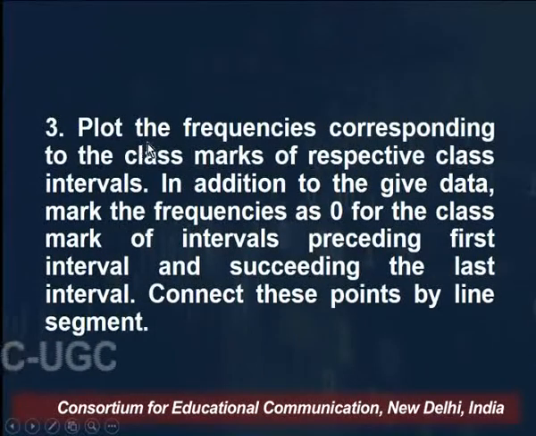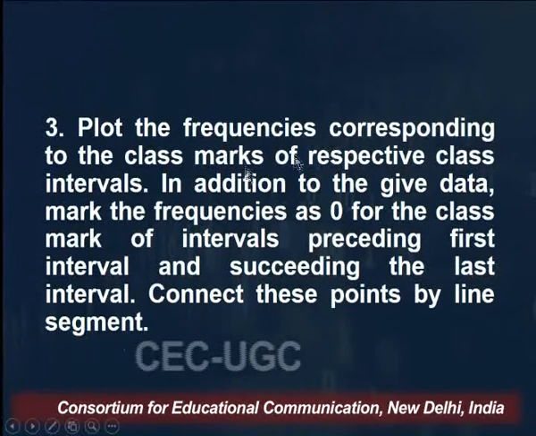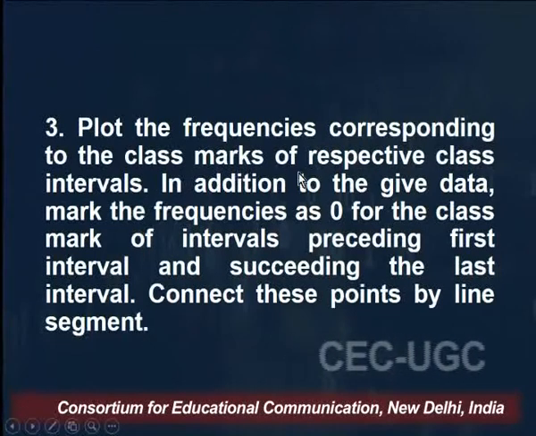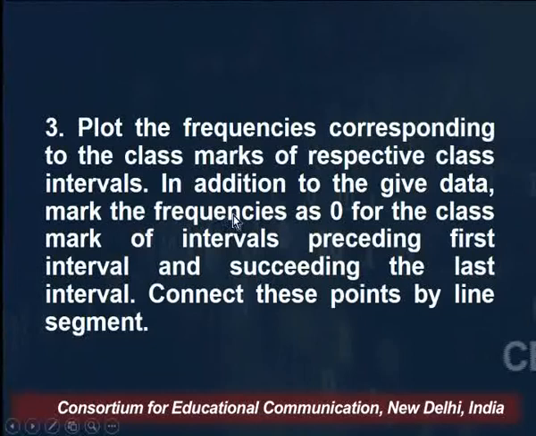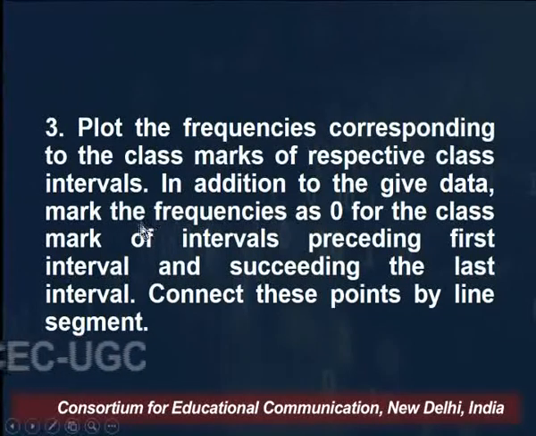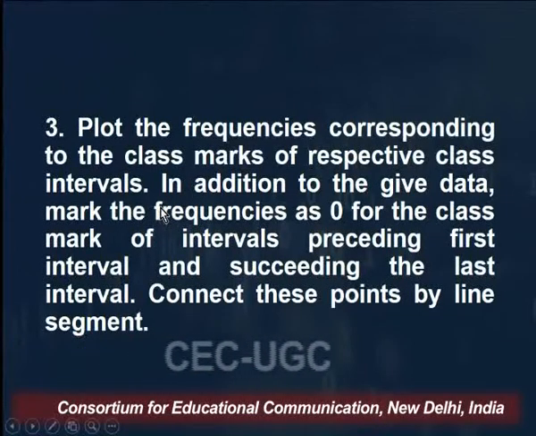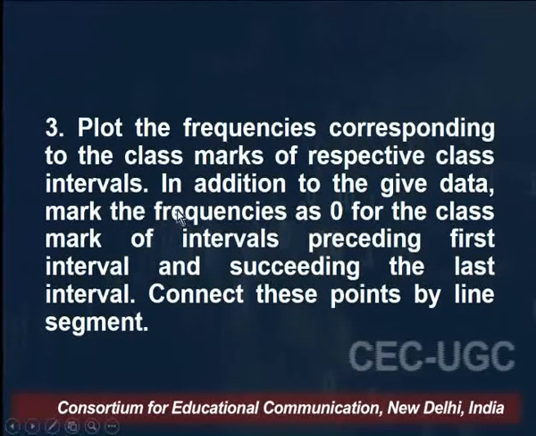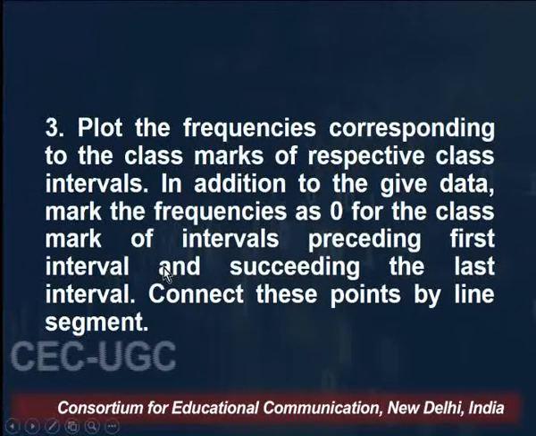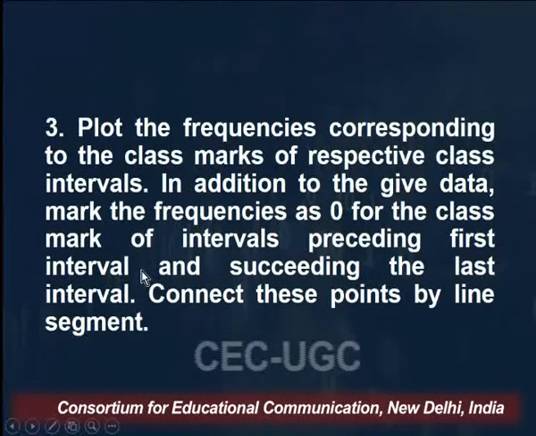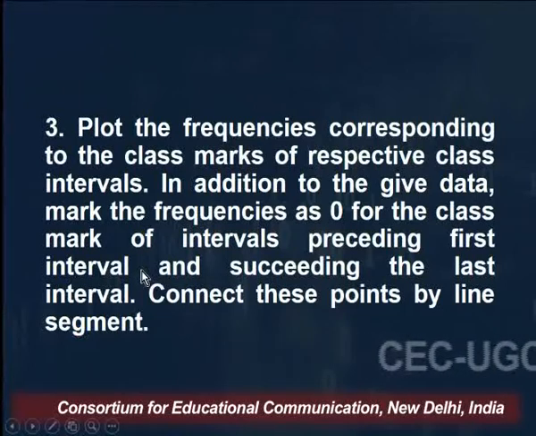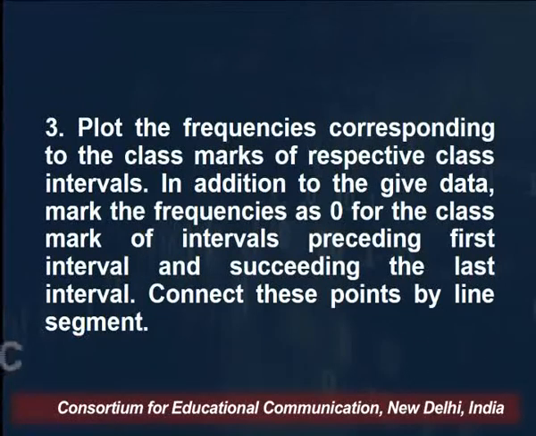What we are going to do is plot the frequencies corresponding to the class marks of the respective class intervals. In addition to the given data, we will notice that there are two frequencies which come out as 0. These are the frequencies which correspond to the class mark before the first class interval, which was 120 to 125, and after the last class interval, which was 150 to 155. The reason being that since our data is starting from 120, we assume that all the class intervals before that have frequency 0.